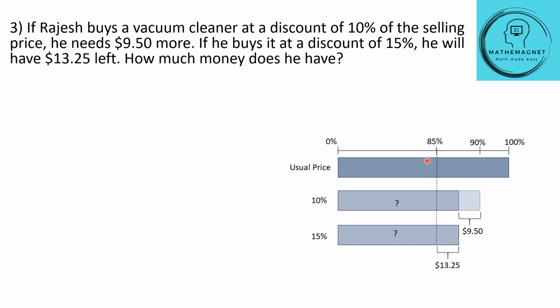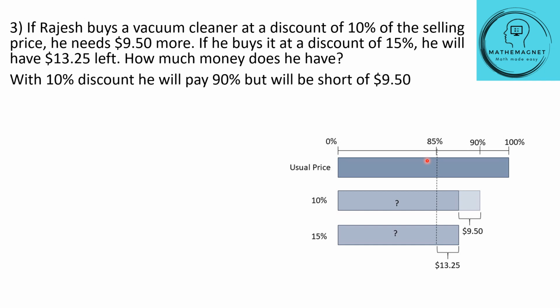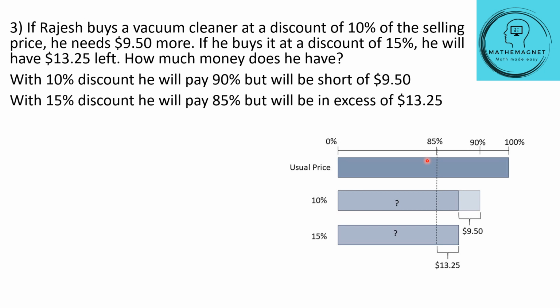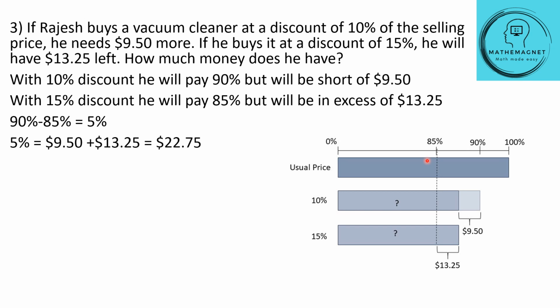So let's see using this logic how to solve the problem. With a 10% discount, he will pay 90% but will be short of $9.5. With a 15% discount, he will have to pay 85% but he will be in excess of $13.25. So 90% minus 85% will be 5%. So 5% will be equal to 9.5 plus 13.25, which is 22.75. The question is, how much money does he have? To know how much he has, we will consider he is buying at a 10% discount. So let's see for 90% how much he has to pay.